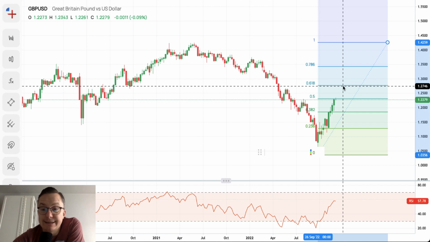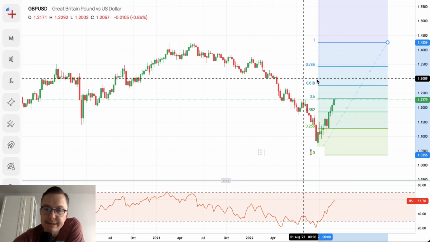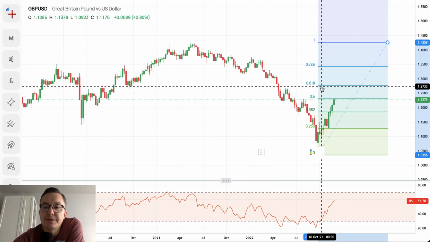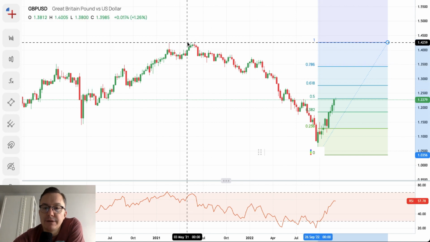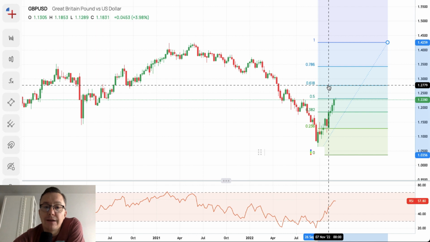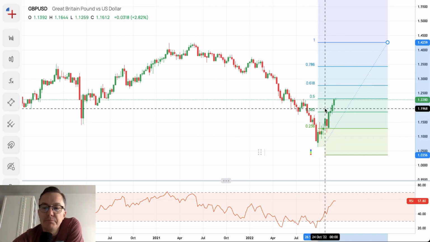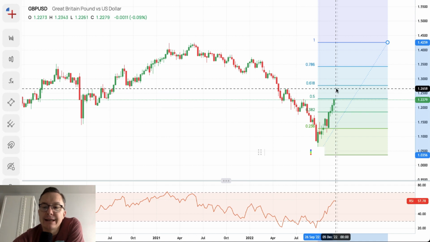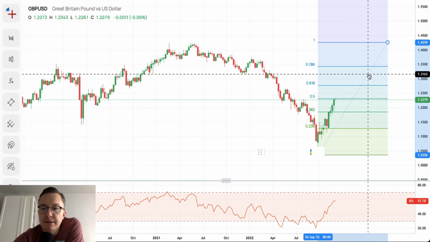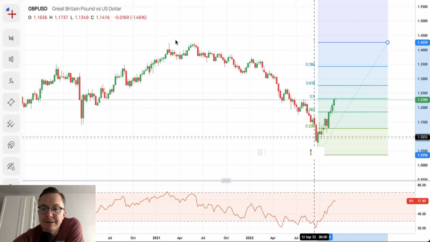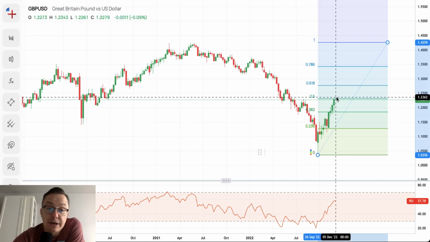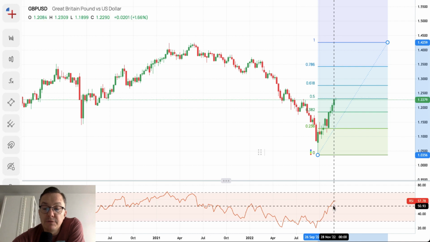Of course, as long as this level, the 61% Fibonacci retracement of the last weekly wave down, is not clearly violated, so there is no weekly candle close above this level, we cannot say that this is a new trend to the upside. This is still considered a downtrend, and this is only an upside correction during the downtrend.